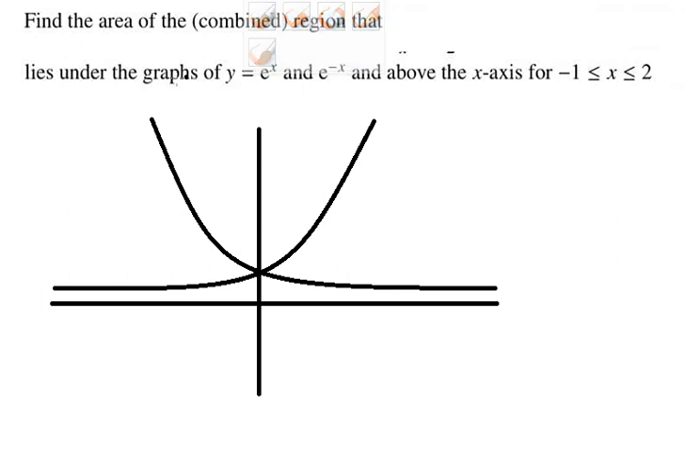Next, on the question, they want to find the area under the graph e to the power of x and e to the power of negative x above the x-axis. That's it, this one, from negative 1 to positive 2. So they want to find the area of this one in here. So now I will show you how to answer.